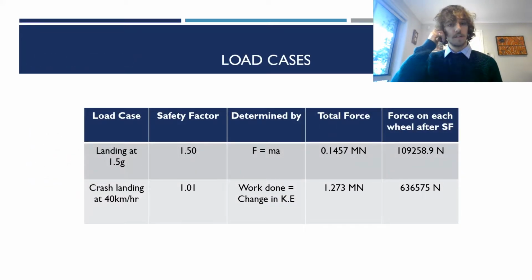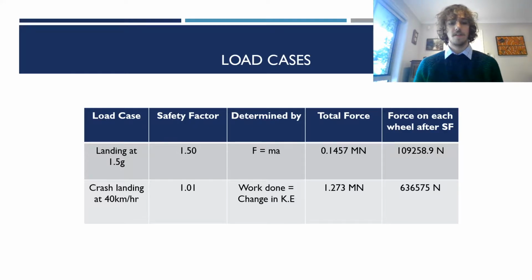So here's a quick brief analysis of the load cases. So we had landing at 1.5 G, added a safety factor of 1.5 for this one as well. We determined this just by using force is equal to mass times acceleration. Using the specifications included, we found that the total force was 0.1457 meganewtons, and after applying the safety factor and then dividing by 2 so that the force is acting on each wheel, it was found that it was about 109,000 newtons.